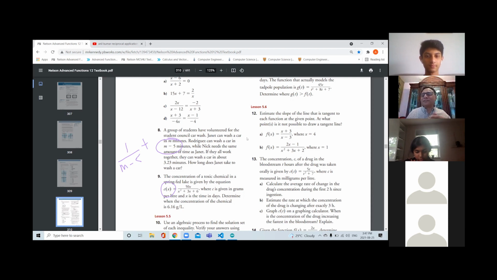Correct? Slower means fewer cars. So m minus 1 will do more. So 1 divided by m minus 1 is the number of cars washed in an hour. So you will see how much unit of job is being done, and then equate the total time taken, 3.23. Then you just have to solve for n, equating all the three.